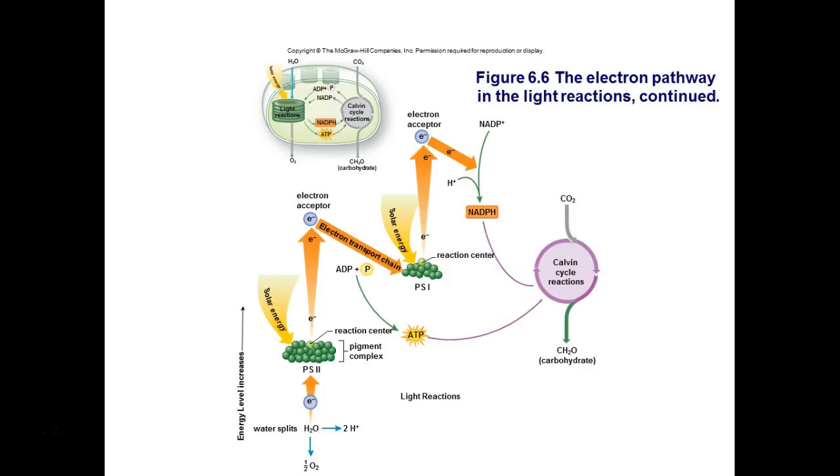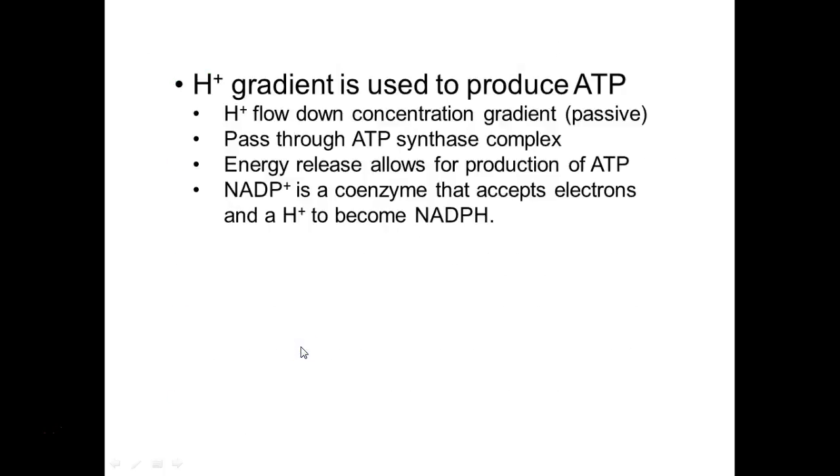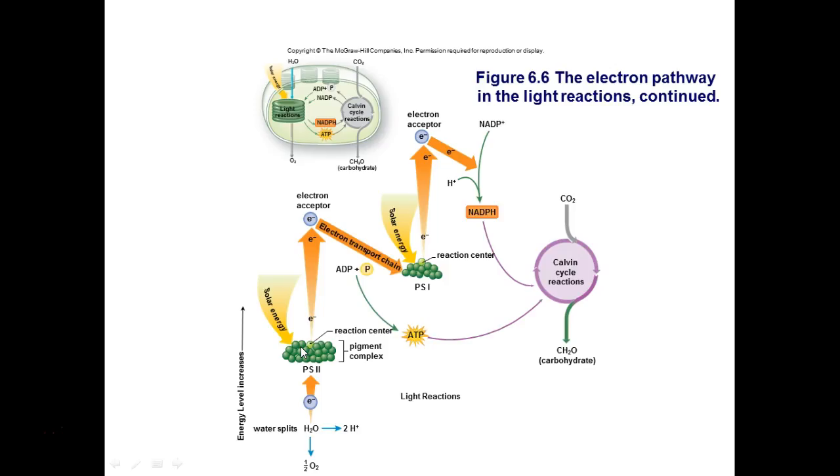So here we see the entire process, and imagine this entire area here to be the thylakoid membrane. The thylakoid membrane has two photosystems. Here's photosystem II. Here's photosystem I. Solar energy strikes this photosystem. Molecules become excited. When the molecules become excited, an electron is lost.